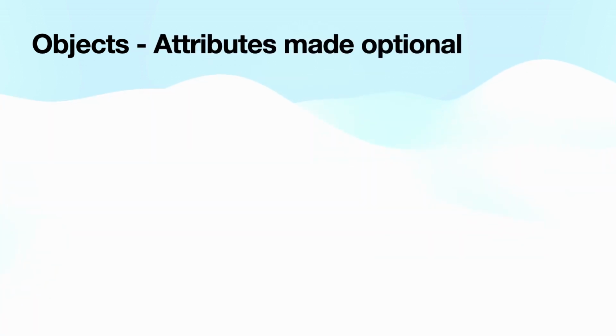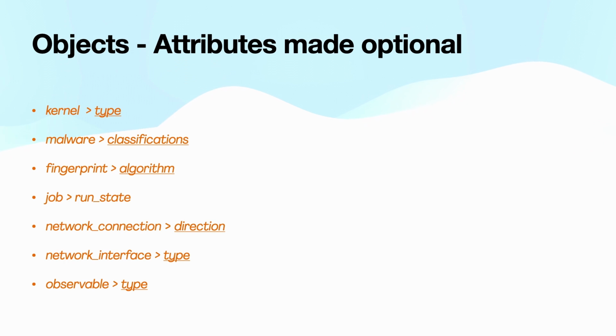Now we'll look at the objects where the only changes have been that attributes in them have been made optional. For example, type in case of kernel, or classifications in case of malware, algorithm in case of fingerprint, run state in case of job, direction in case of network connection, type in case of network interface, again type in case of observable, OS and TLS extension have been made optional.